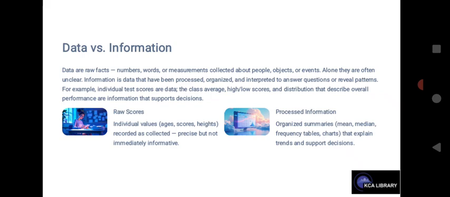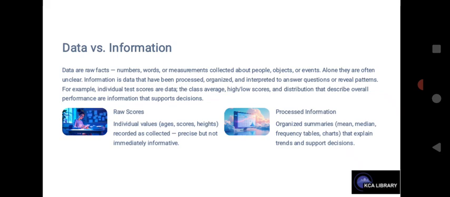Now, what is even the difference between data and information? Data are raw facts, numbers, words, or measurements collected about people, objects, or events. Data alone are often very unclear. But information is simply data that have been processed, organized, and interpreted to answer questions or reveal patterns. For example, if you have individual test scores, that is the data. The class average, high-low scores, and the distribution that describe overall performance are information that supports the decision.